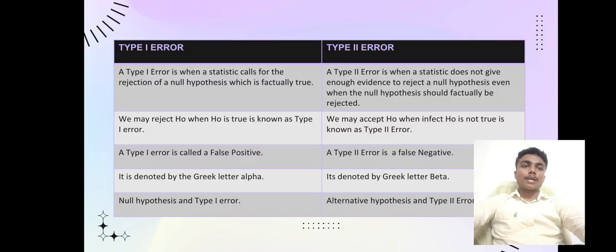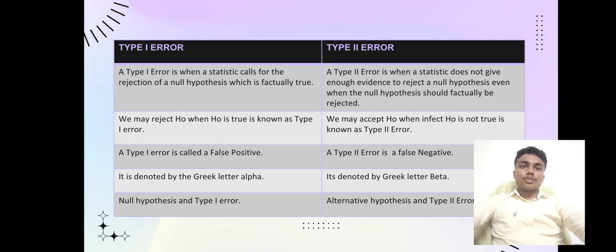Type 1 error and type 2 error differences. A type 1 error is when a statistic calls for the rejection of a null hypothesis which is factually true. A type 2 error is when a statistic does not give enough evidence to reject a null hypothesis even when the null hypothesis should factually be rejected.